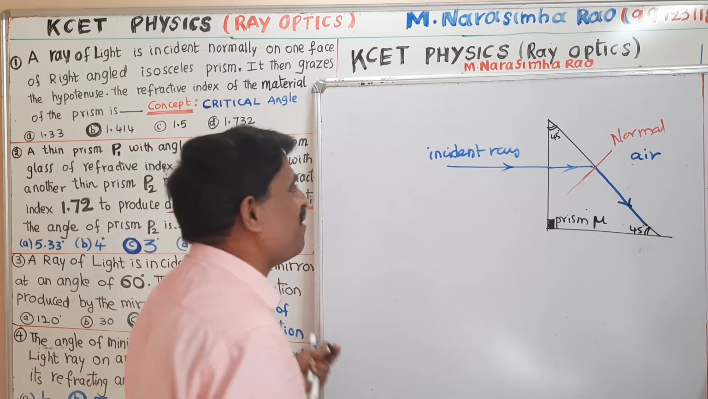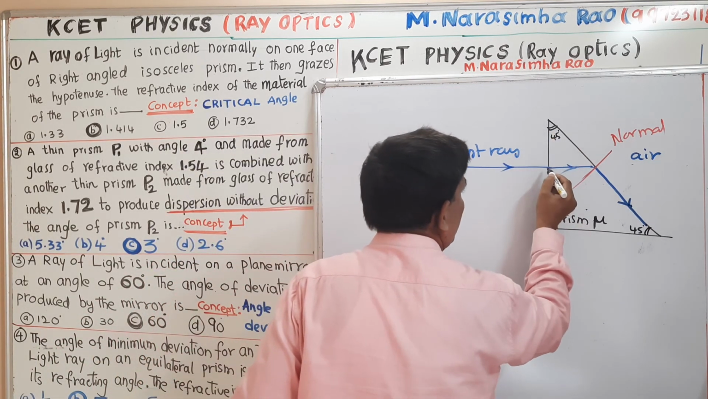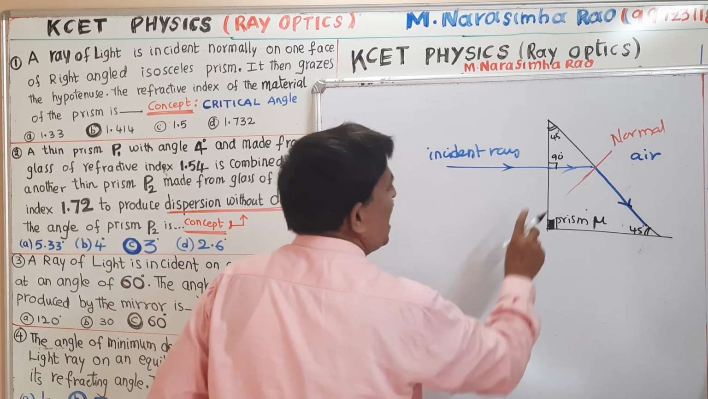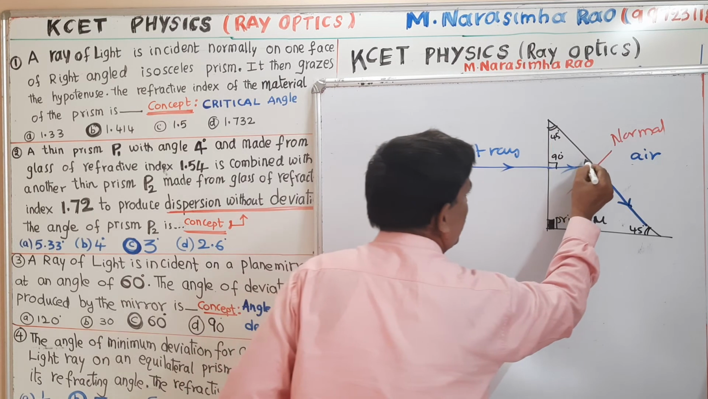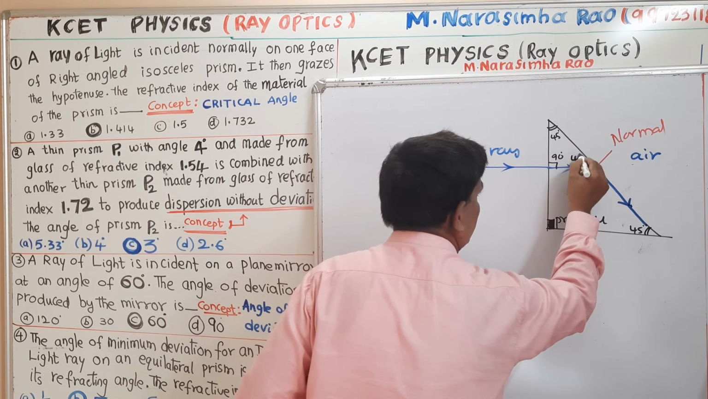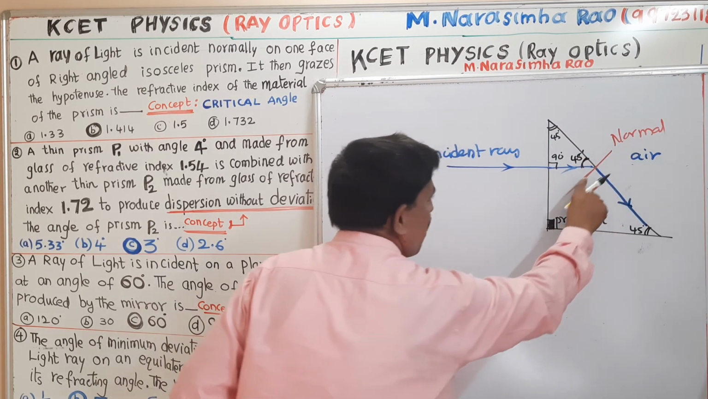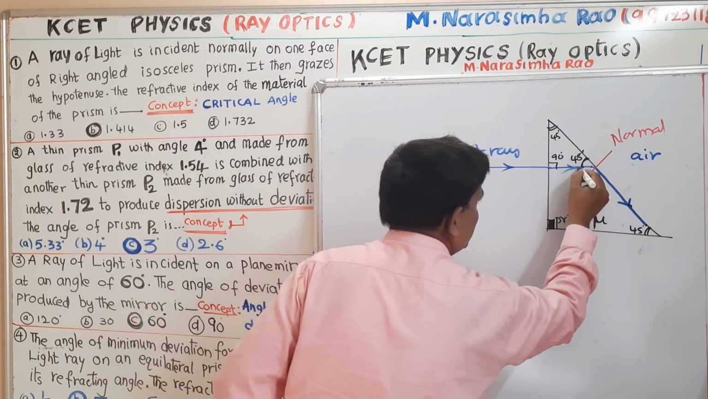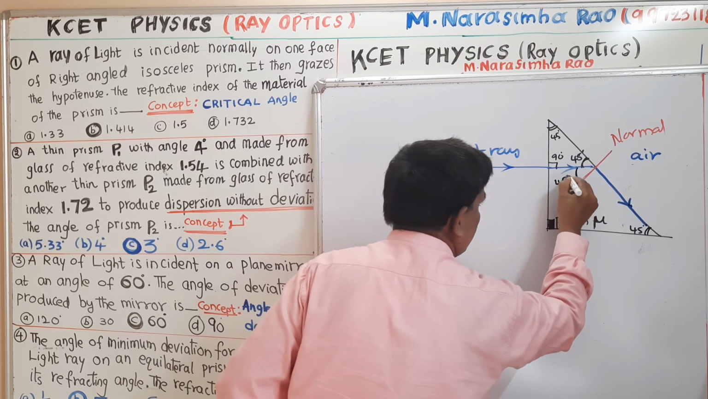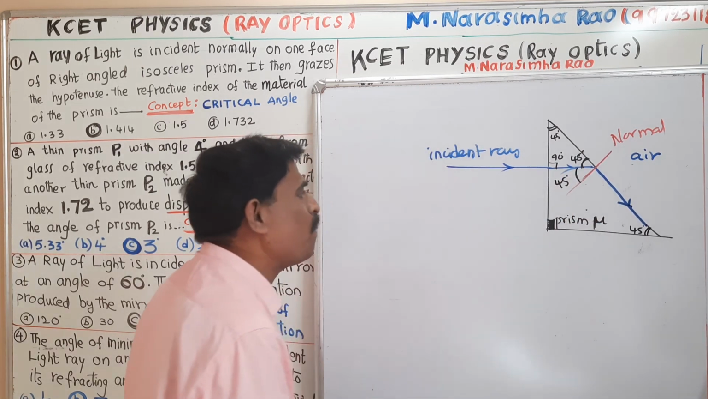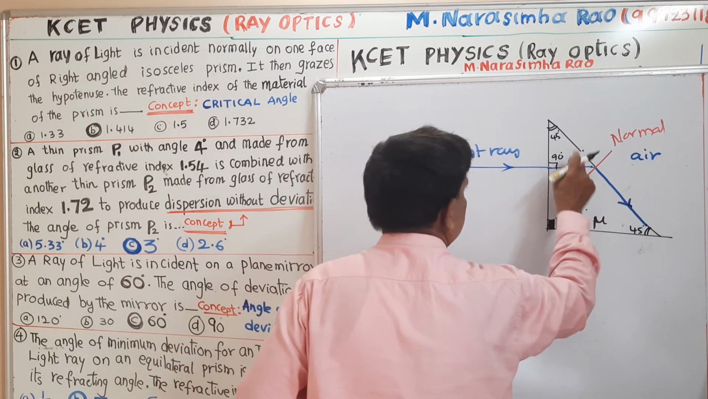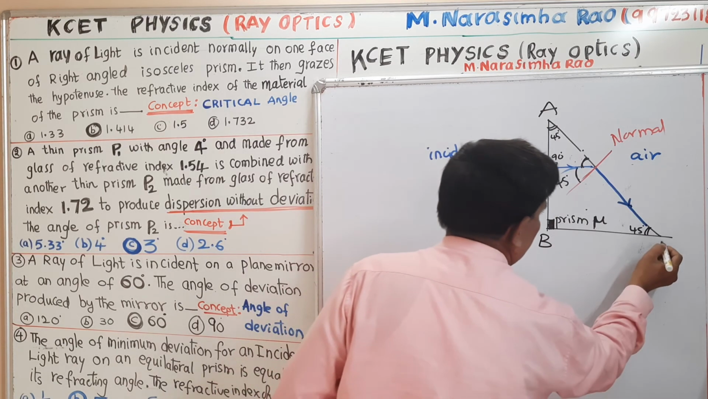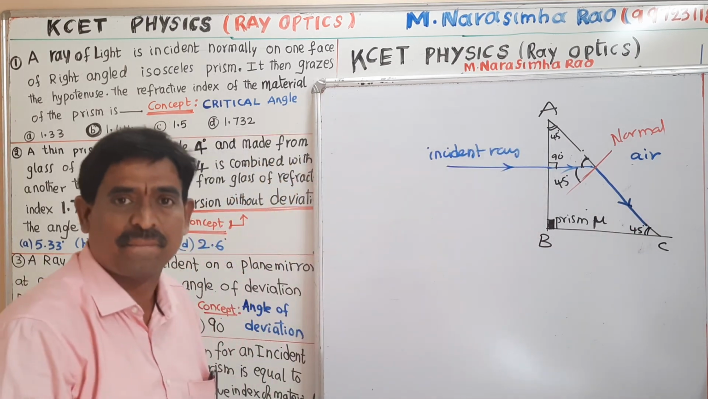Normal means perpendicular. You know very well, this angle is 45, here it is normally incident, this angle is 90 degrees. This angle is 45 degrees, this is the normal. Now please listen. This I am calling as A, this I am calling as B, this I am calling as C.